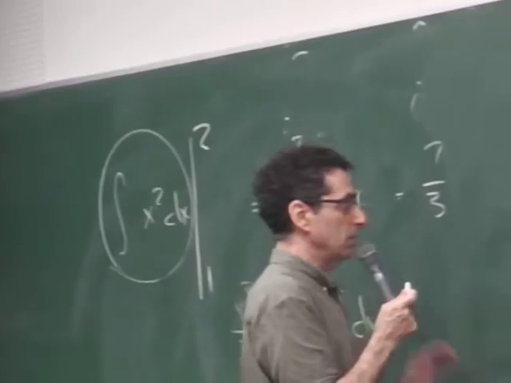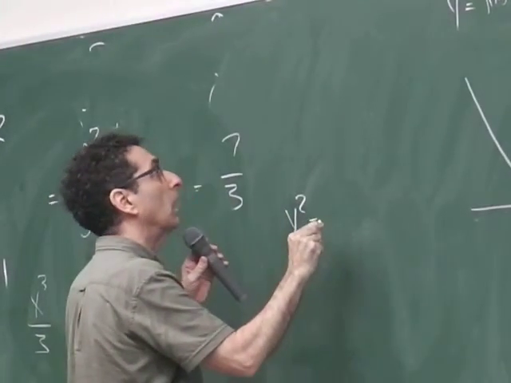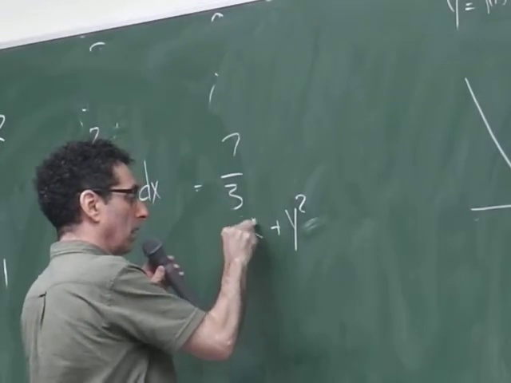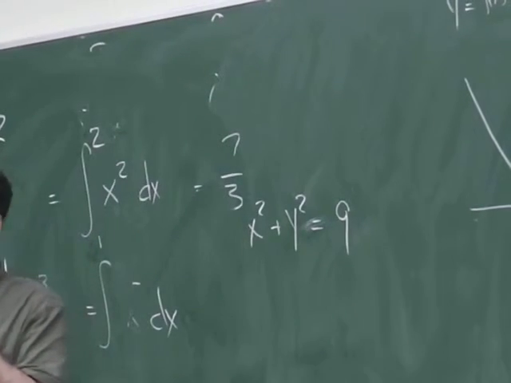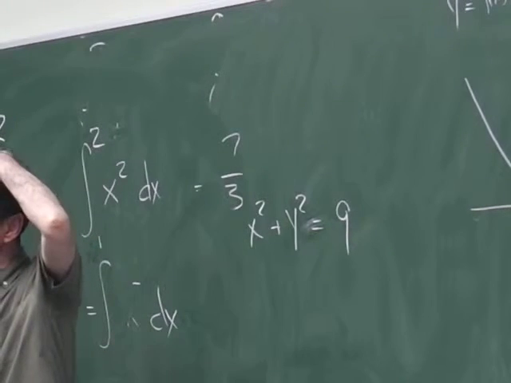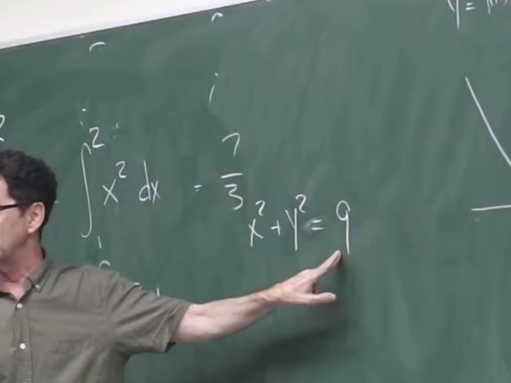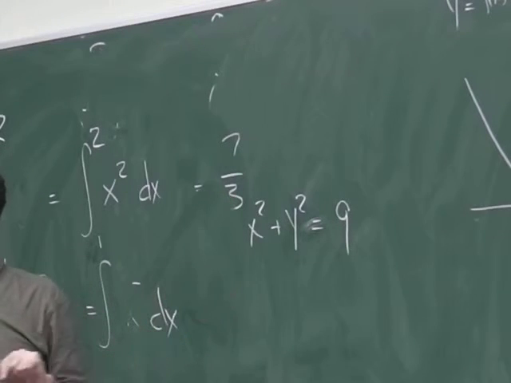Isn't this the equation for a circle? Isn't that the equation for a circle? That's a circle of radius 3. The square root of this is the radius. That's a circle of radius 3. Solve this for y.